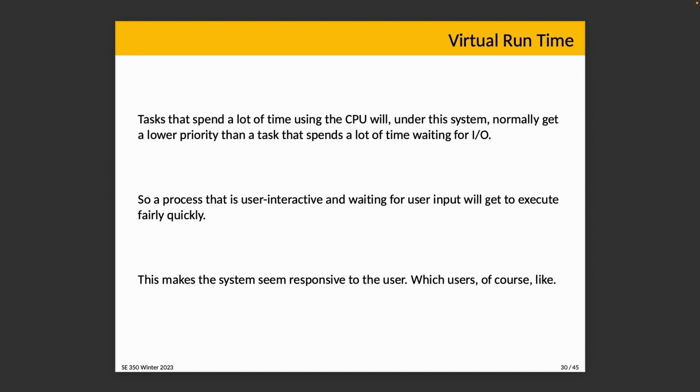That just happens naturally. A task that doesn't run very much before issuing an I/O, getting blocked for some reason, doesn't accumulate a lot of runtime and therefore doesn't accumulate a lot of vruntime. So that's expected. And a process that is user interactive in that sense will get to execute fairly quickly because it's going to be, when it's ready, at or close to the front of the list. This makes the system seem responsive to the user, which, generally speaking, users like, at least in my imagination.